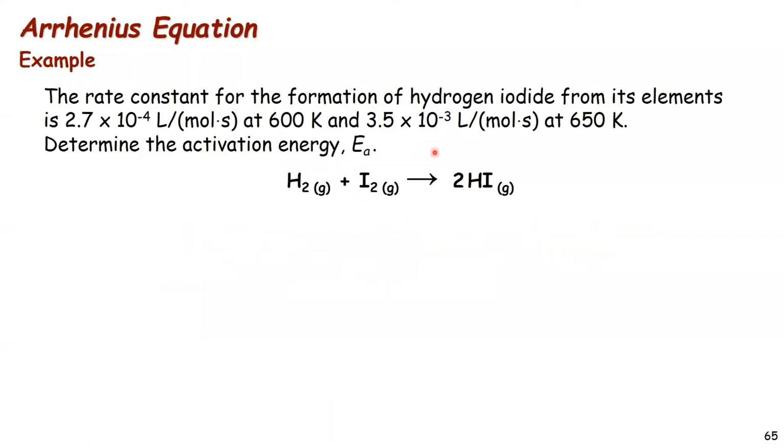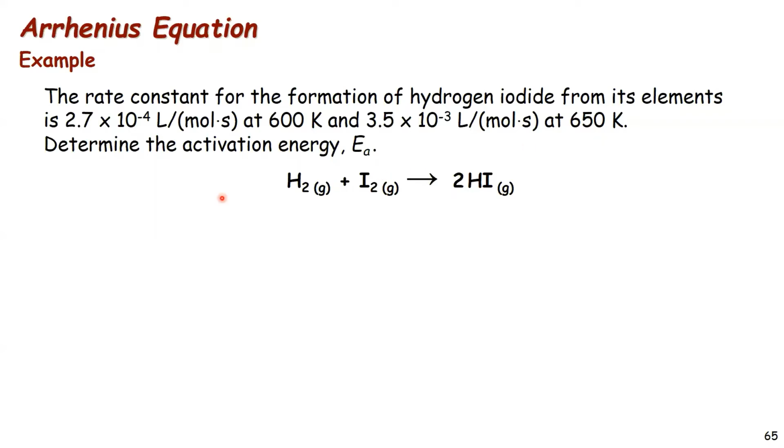Okay, let's try an example then. The rate constant for the formation of hydrogen iodide from its elements, hydrogen and iodine, is 2.7 times 10 to the negative 4 liters per mole per second at 600 Kelvin, and 3.5 times 10 to the negative 3 liters per mole per second at 650 Kelvin.